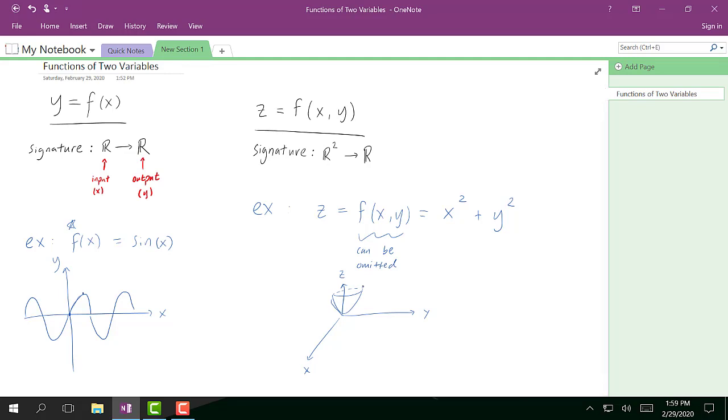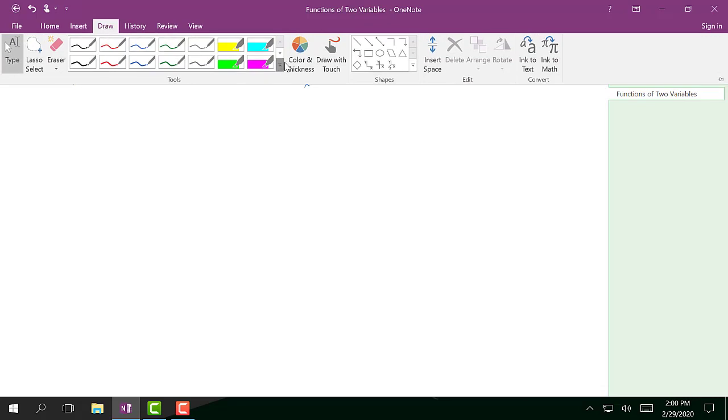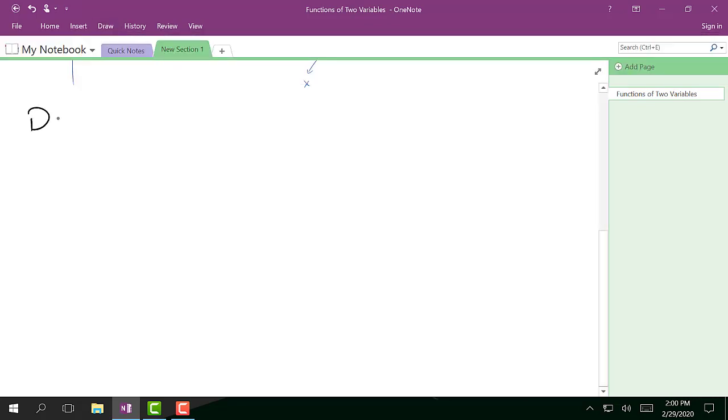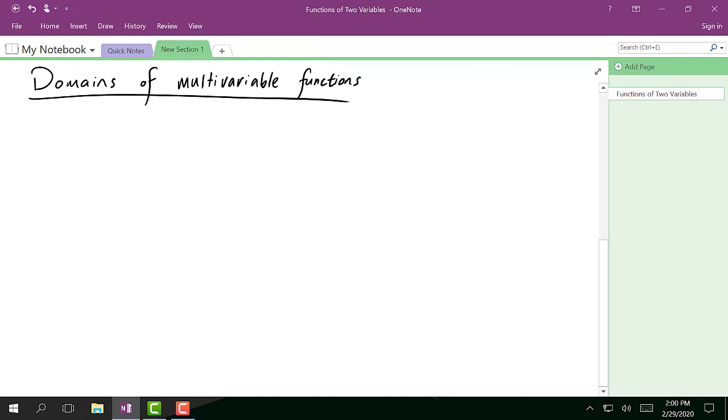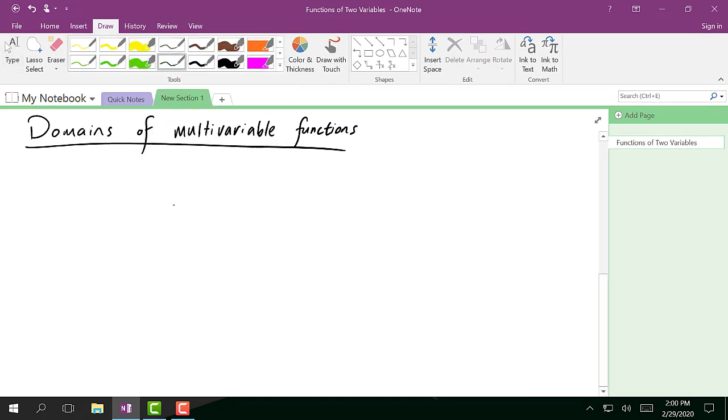Okay, so to continue on, something of interest to us is the domain that we have. And so let's go ahead and take a look at what I mean by this. Domains of multivariable functions. So what we're going to have here is, well, let's just go ahead and take an example real quick, and then we'll see what we mean.